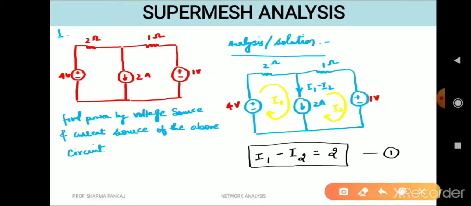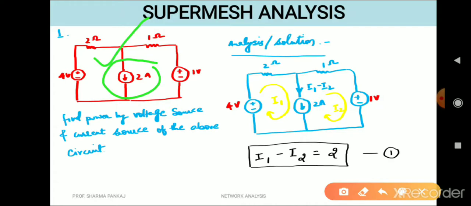Let us discuss what makes a simple mesh analysis into a supermesh analysis. The answer is that the existence of a current source between two loops or meshes makes it a supermesh analysis. That means if a current source is common to two loops, this is a problem of supermesh analysis, as shown on the circuit diagram.